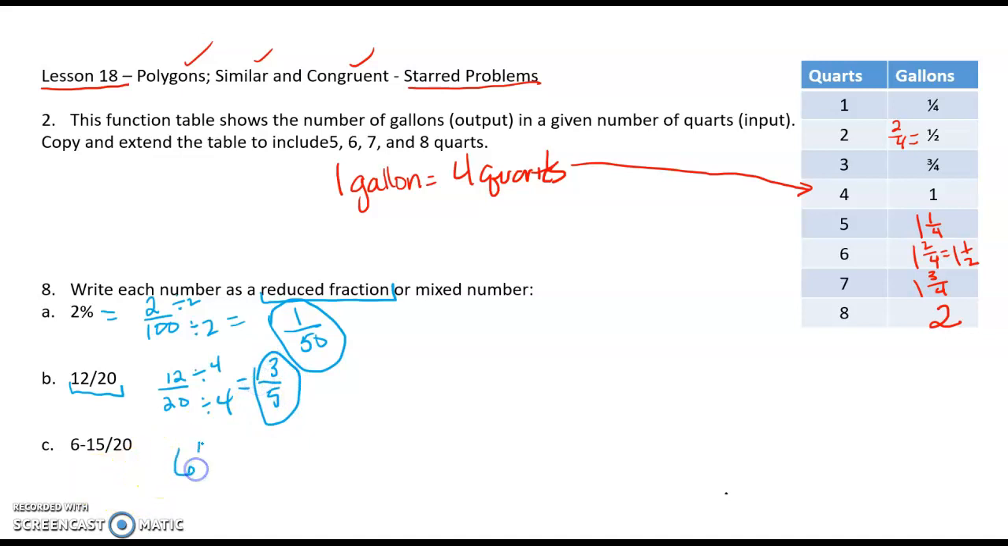And then here I have 6 and 15/20ths. That's what this is supposed to be. And I would divide by 5. This looks like it's both divisible by 5. Don't lose your whole numbers. So 6, and then 15 divided by 5 is 3. 20 divided by 5 is 4.